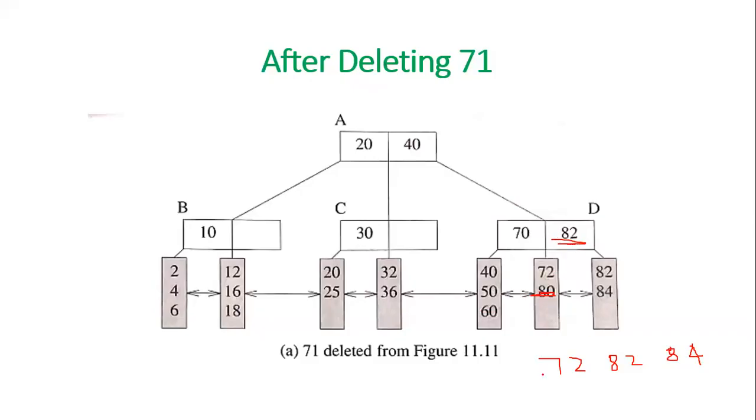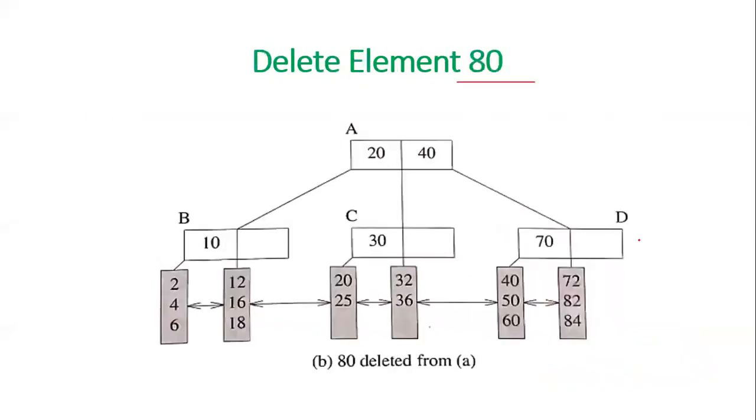It's not anything new. So to the right of 70, we'll have 72, 82, and 84. To the left of 70, it will be as usual the same. And this 82 will be removed. I think there is no deficiency. So this is the resultant tree after deleting 80.